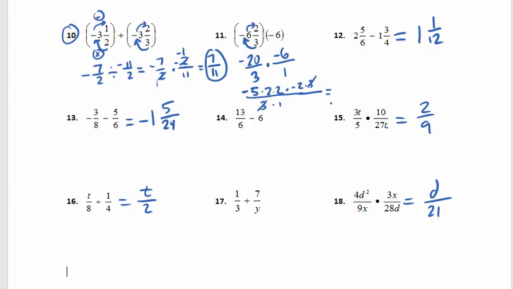So let's see, across the top, negative 5 times positive 2 would be negative 10. Negative 10 times 2 would be negative 20. Negative 20 times negative 2, well, that's going to make it positive. So negative 20 times negative 2 would be positive 40 over 1, which is just going to end up being positive 40.